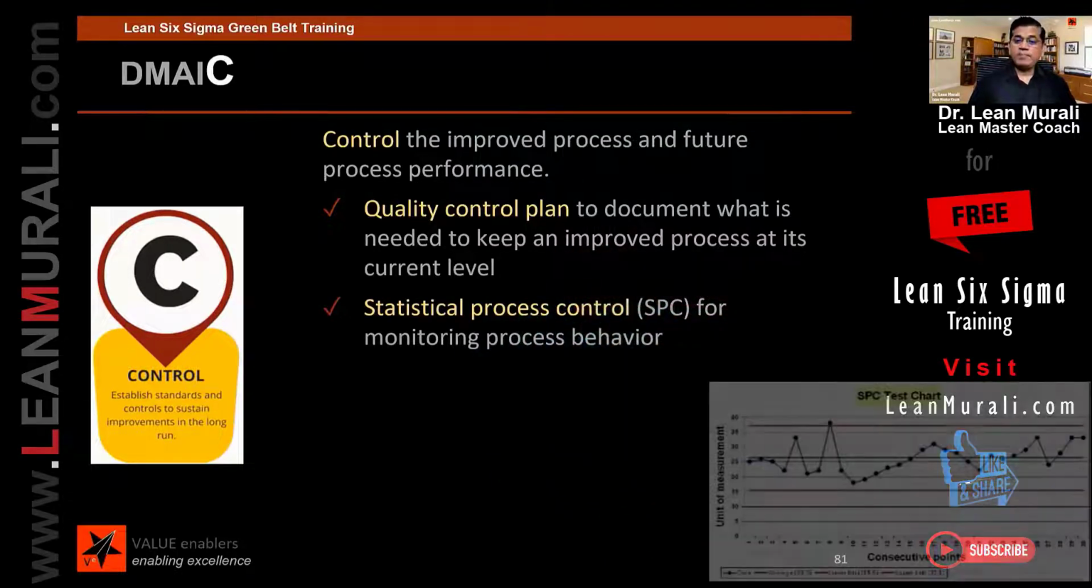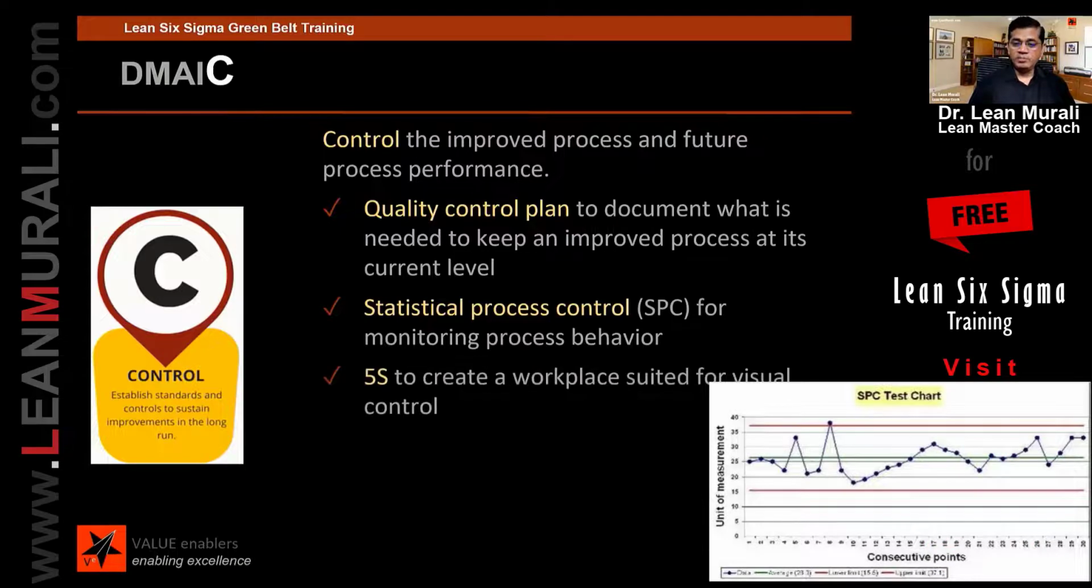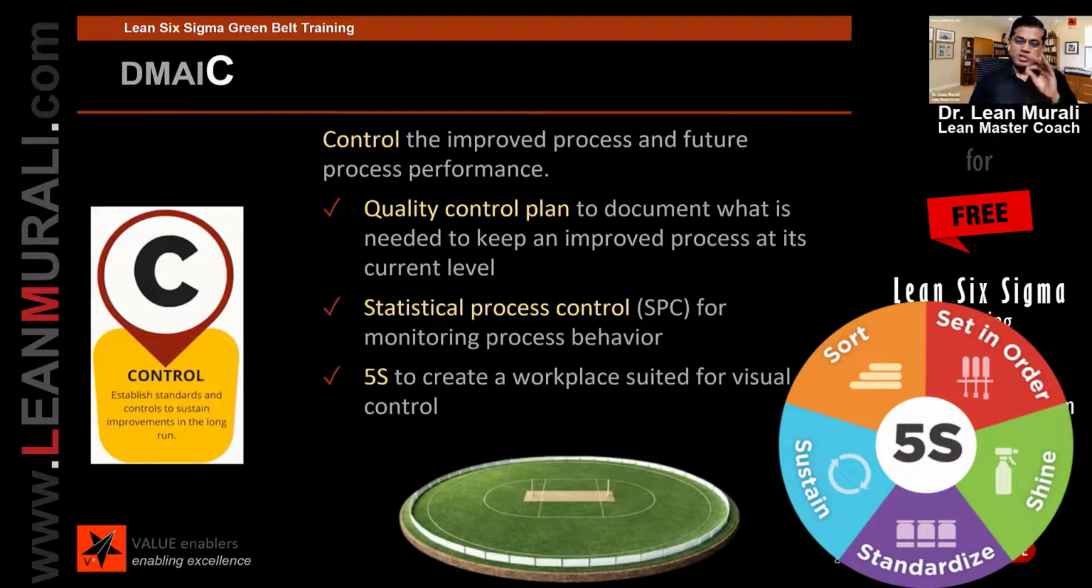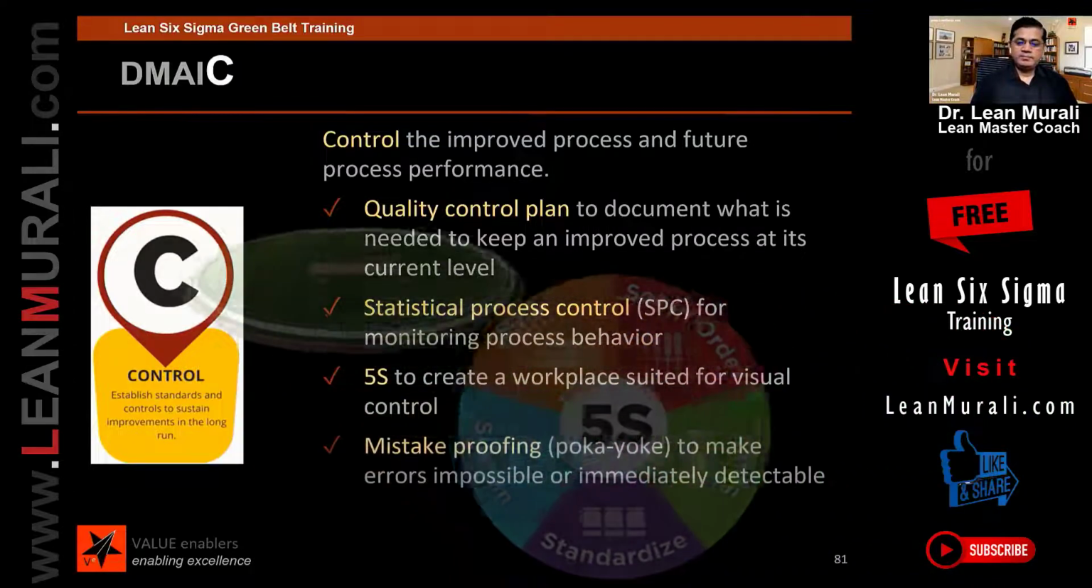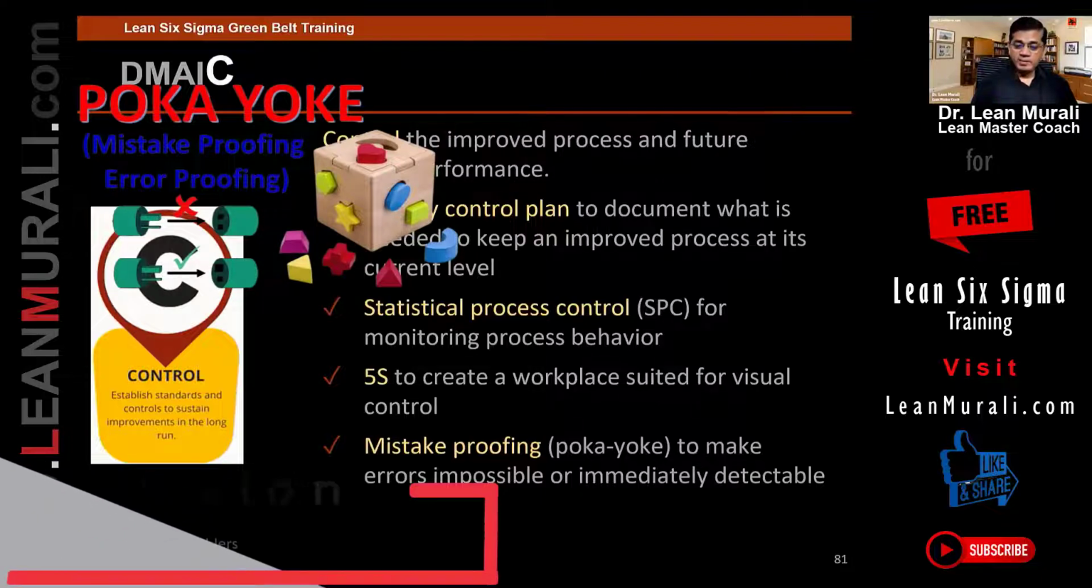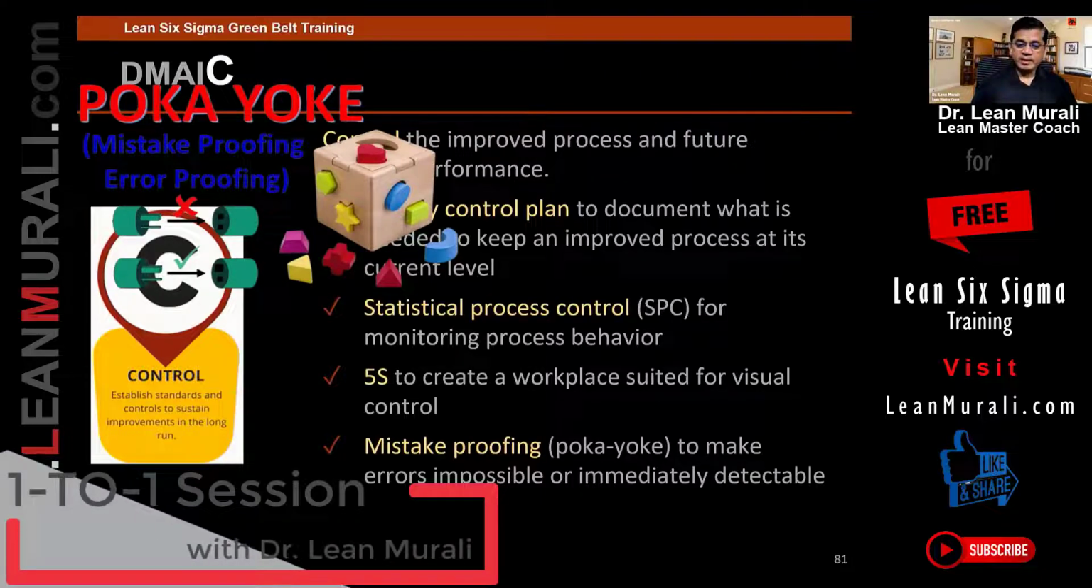Okay, statistical process control for monitoring the process behavior. And I have deliberately introduced the 5S, the lean tool, also in the control process. Prepare the pitch before you play. The pitch should be good for you to play. Okay, 5S is to create a workplace suited for visual control. Okay, prepare the pitch before you play. Mistake proofing to make the errors impossible or immediately detectable.